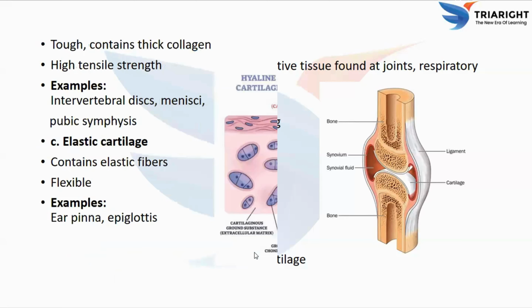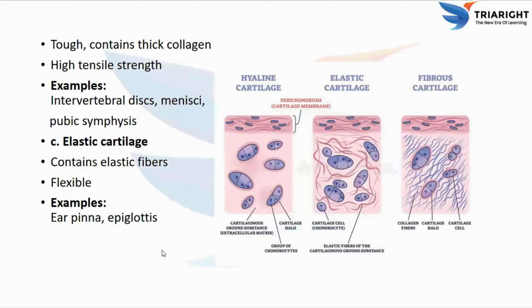Next, fibrocartilage. Here you can clearly see a picture, a comparison between the hyaline cartilage, elastic cartilage, and fibrous cartilage. So fibrocartilage, what is it? It is the strongest type of cartilage. It contains thick bundles of collagen fibers, which are type 1 collagen fibers.